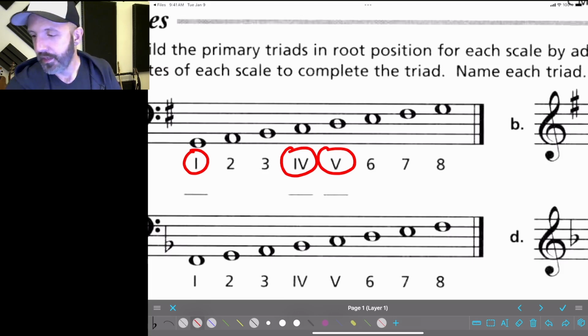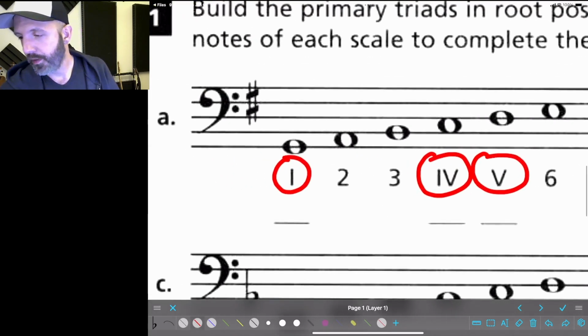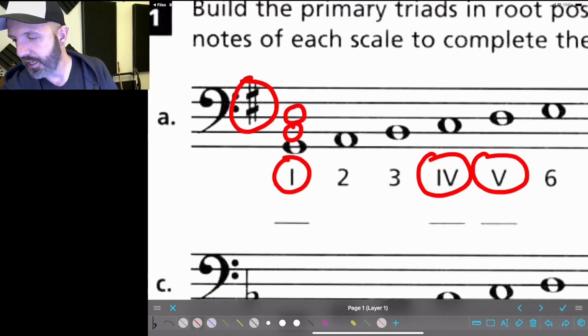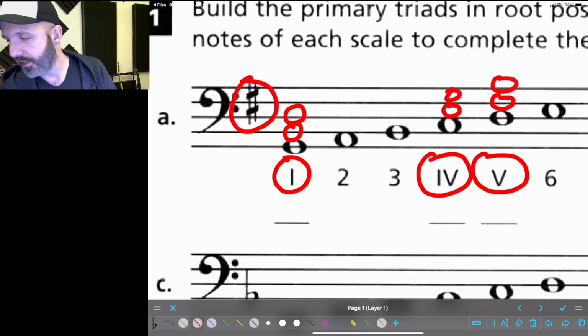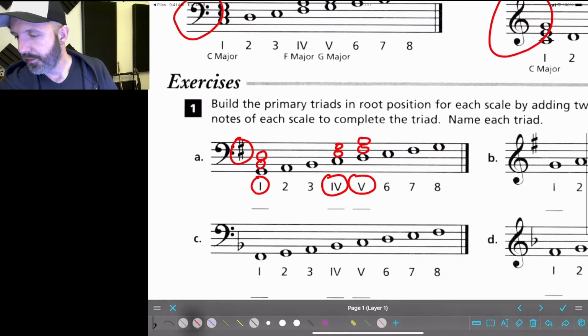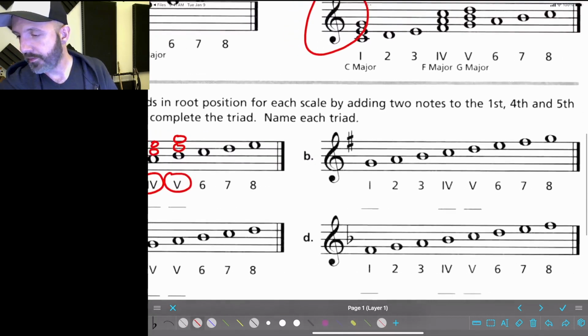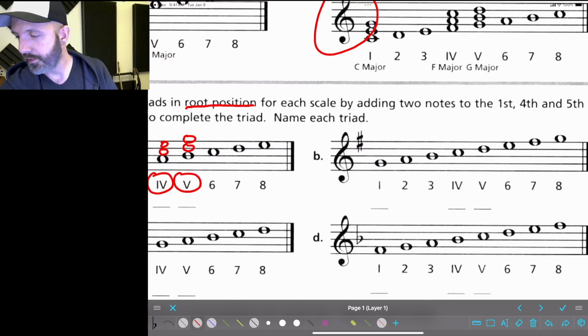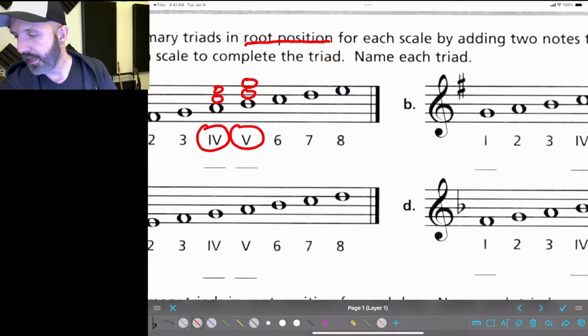So hopefully everybody knows what this key signature is at this point. So that is a G major key signature. And then C. Build the primary triads in root position. Yeah, remember root position from last time. By adding two notes. Name each triad.